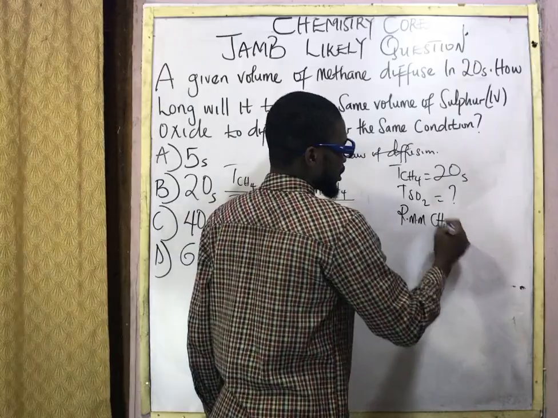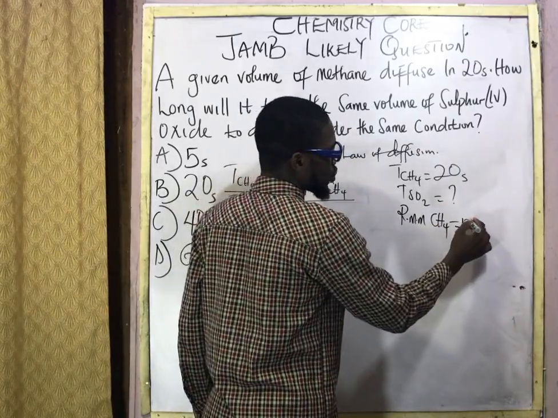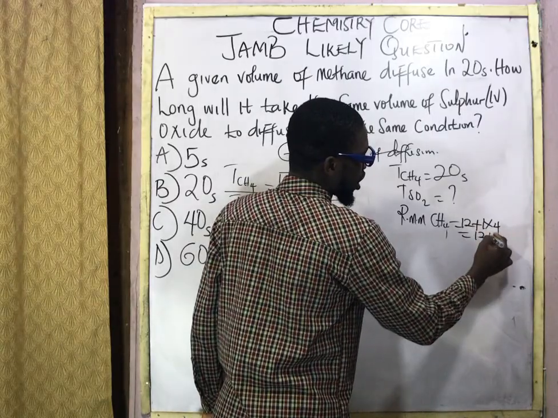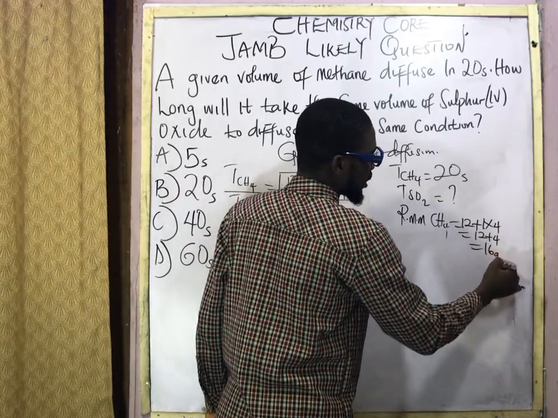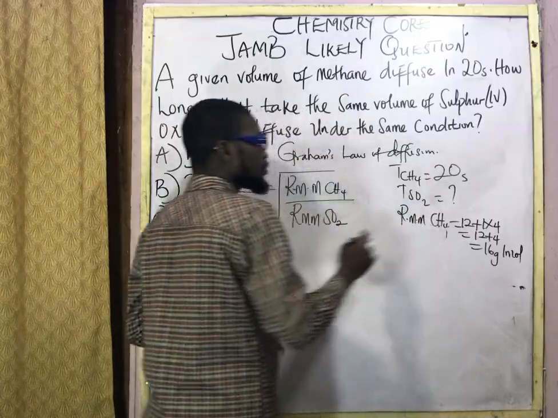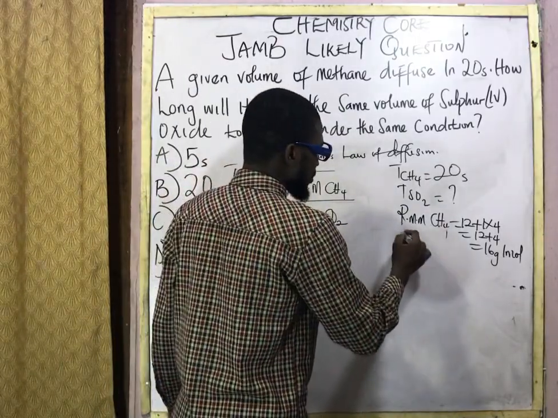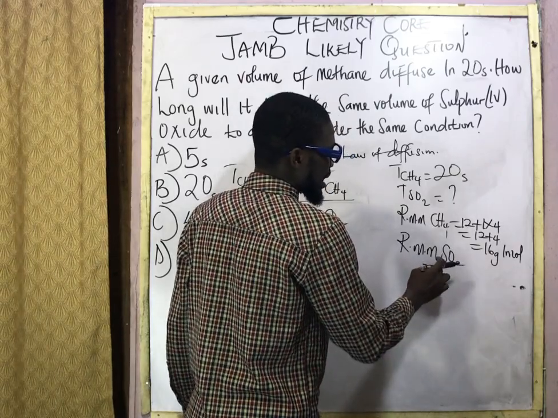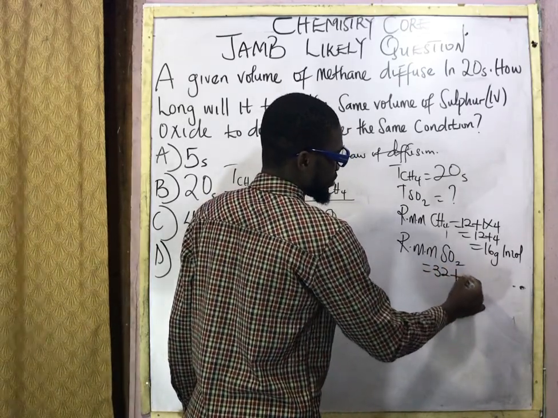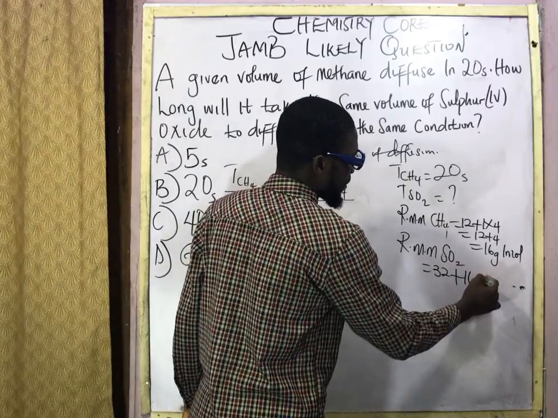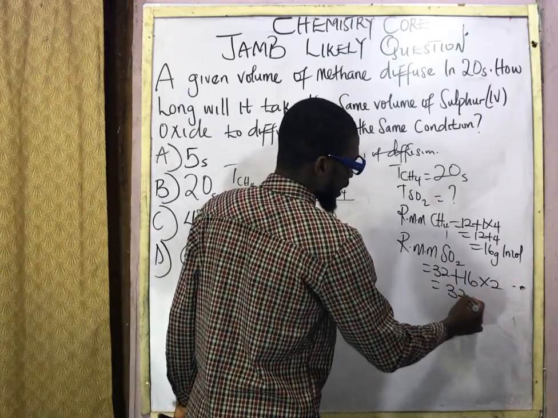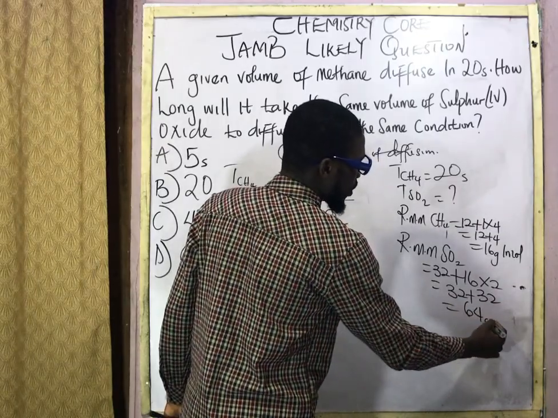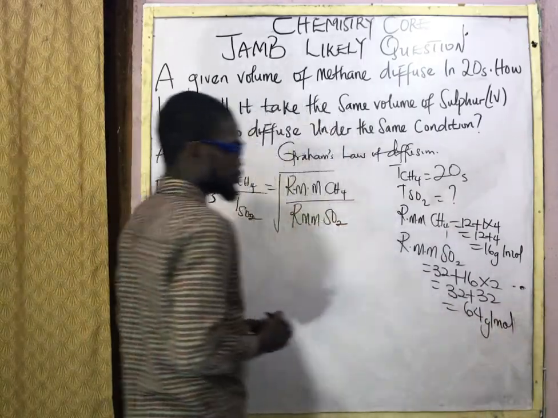The relative molecular mass of methane: the atomic mass of carbon is 12 plus 1 times 4. That will give us 12 plus 4. So we have 16 gram per mole of methane. What is the relative molecular mass of sulfur oxide? The atomic mass of sulfur is 32 plus 16 multiplied by 2. So we said 32 plus 16 times 2 will give us 32. So we have 64 gram per mole.